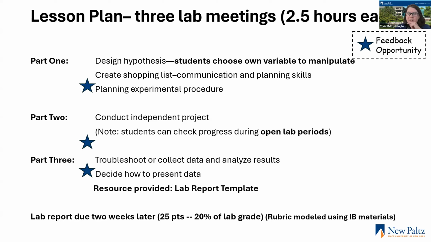Then in the second lab period, they conduct the independent project. And before they move on to the third part, though, there are a few open lab period opportunities where they can check on the progress of their work. And then in the third lab period, they troubleshoot or collect data, analyze their results, and they begin to decide how to present their data. And at that point, we have the lab report template that we give them at that time. The lab report, due 2 weeks later, represents about 20% of their grade in the lab part of the course.